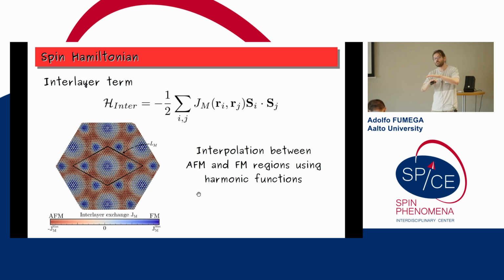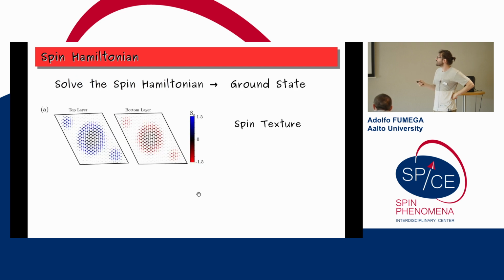Now we want to stack another layer, and we will have this stacking-dependent exchange that you have here. The way that we have generated that is by doing an interpolation between antiferromagnetic and ferromagnetic regions using harmonic functions. So this is our stacking dependent exchange. Depending on the position in this moire unit cell, we will have one interlayer exchange or the other. So okay, great. Let's solve this spin Hamiltonian. I told you that we can do it in a classical way, so let's obtain the ground state.